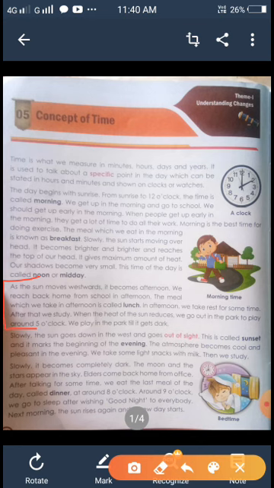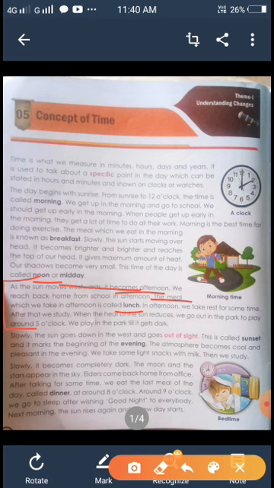As the sun moves westward, when the sun moves in the west direction, it becomes afternoon. First noon or midday, then afternoon. Okay, so we reach our home from the school. Most of the children leave school in the afternoon. That means you come back from school. And the meal or food which you take in the afternoon, that is called lunch.